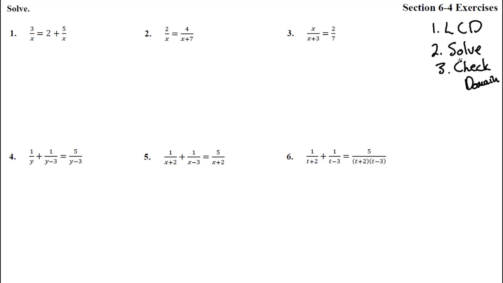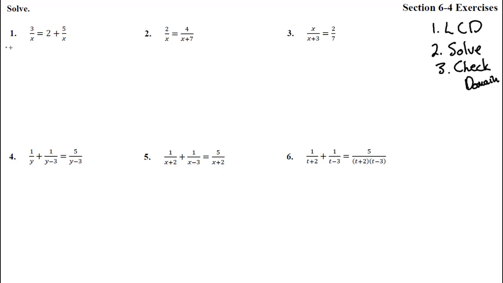And then we need to double check that our answers are okay in the domain. Now remember, anytime you have a fraction, that means you can only input numbers that will not make the bottom 0. So we have to double check that at the end of each problem.